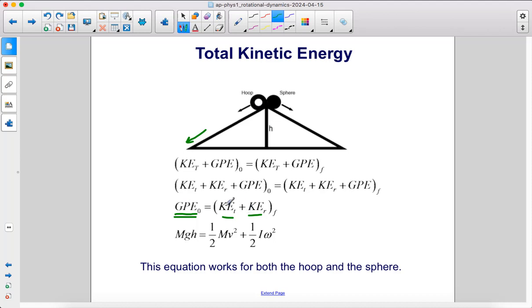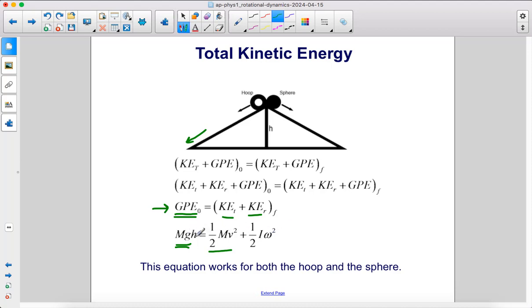Therefore, you can do this equation for each of these objects, right? This equation right here is just for one of the two objects. Now, gravitational potential energy is mgh. Kinetic energy translational is 1/2 mv squared. And here we have our new rotational kinetic energy, 1/2 I omega squared.